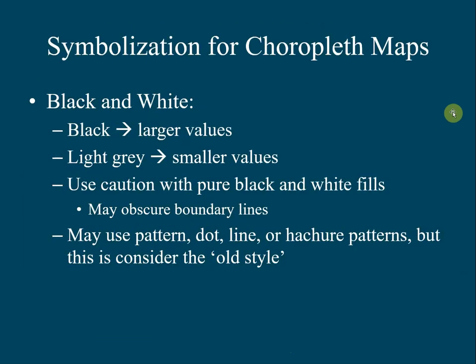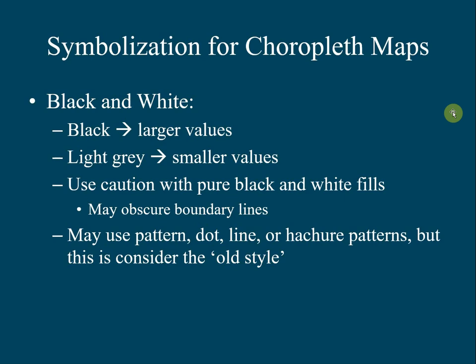All right, symbolization of choropleth maps. So going from a black to white scale, black is typically going to represent larger values, while light gray or white will represent smaller values. Because black is a heavier color, it's weighted heavier on your map. So it's going to make more of an impact on the reader's attention than something like a light gray. And the larger values, the primary values that we're looking at, that's what we want. We want their attention to be drawn there, right?